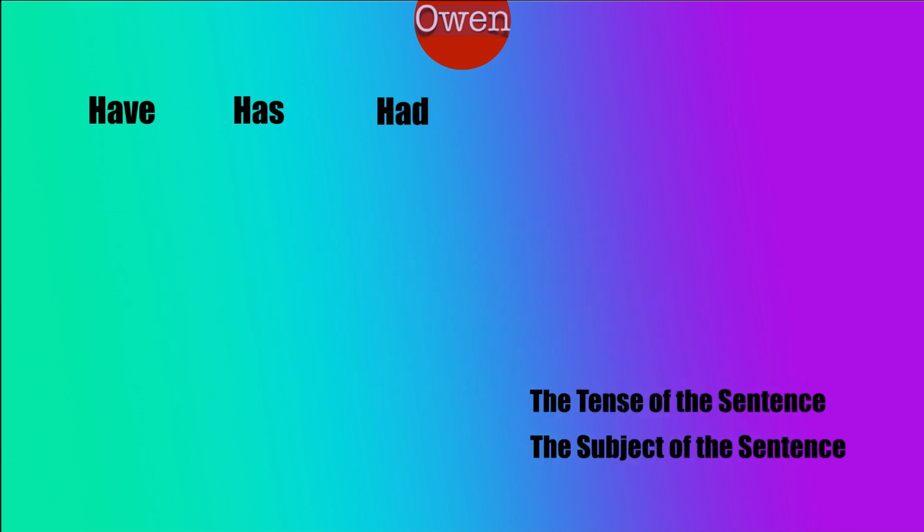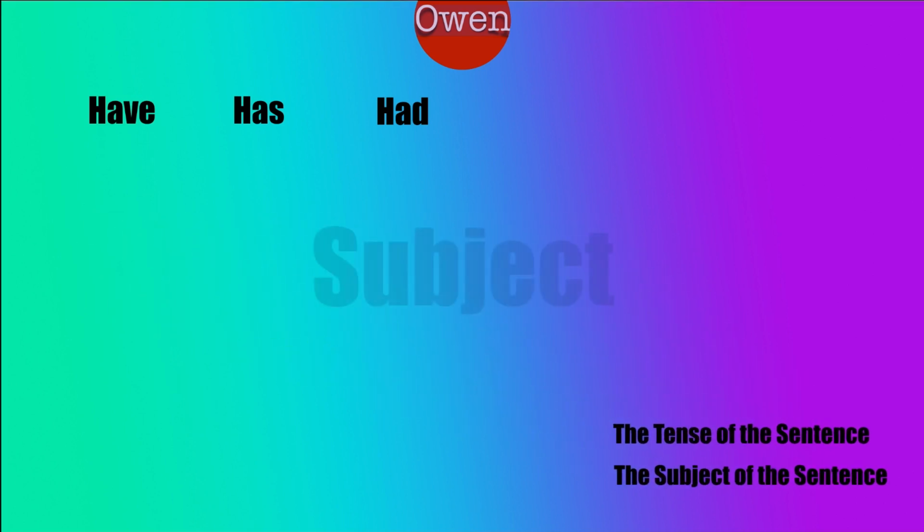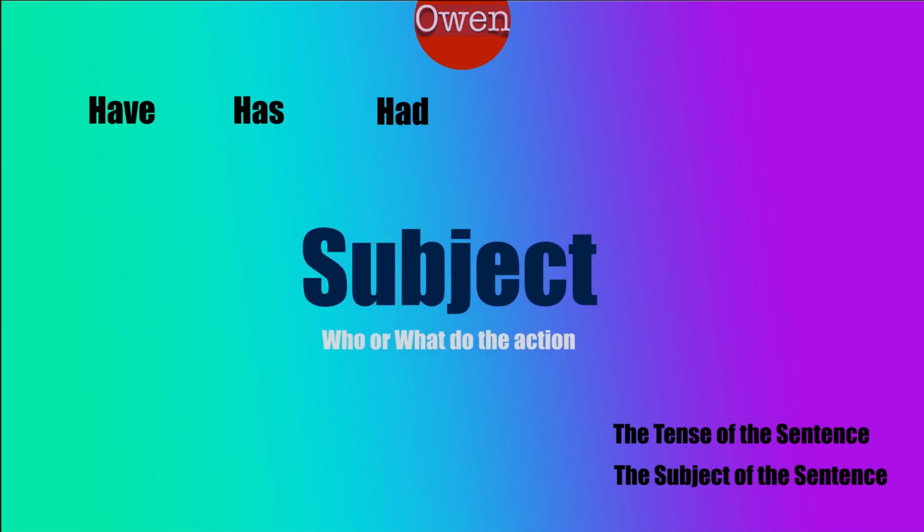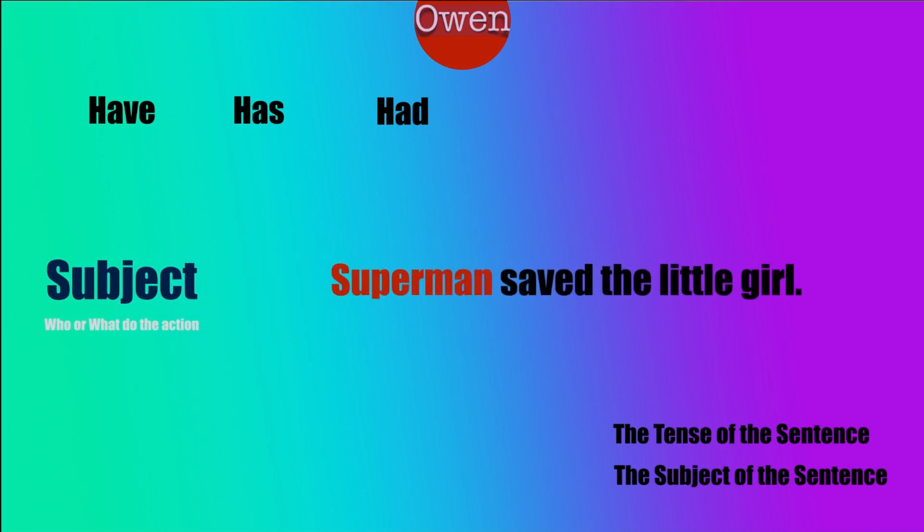Well, I have to explain what the subject is first. Subject is who or what does the action in the sentence. For example, Superman saved the little girl. So you can say it's Superman who does the action. It's he who saved the little girl. So Superman is the subject.